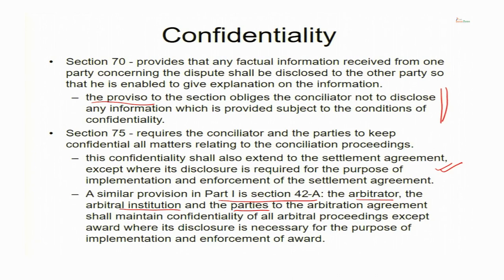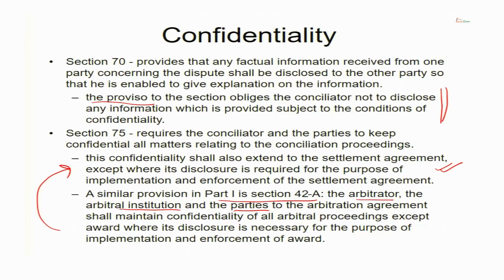Arbitrator, arbitral institution, and the parties to the arbitration agreement shall maintain confidentiality of all the arbitral proceedings except the award, which can be disclosed only for the purposes of enforcement. We have borrowed this clause from section 75. This came in the 2019 amendment and has been borrowed from 75. And in the process, there is a mistake which we have committed. A settlement agreement is not going to be challenged.